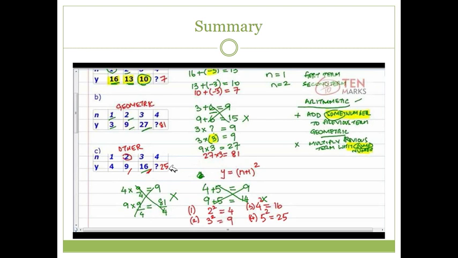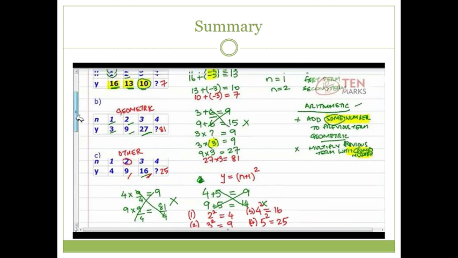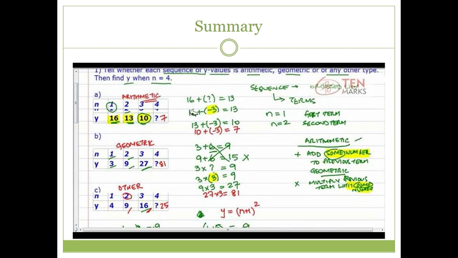So in order to look at arithmetic, geometric, or other sequences, we need to figure out, from the previous term to get to the next term, are we adding a number or are we multiplying by a number? If we're adding, it's arithmetic. If we're multiplying, it's geometric.